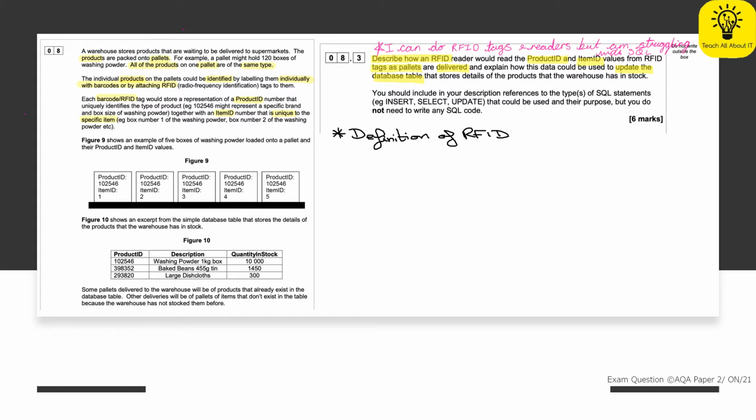So in this case, I'm going to have a look at the two tables. Down here in figure 10, it gives me an idea of what's in the product table. Now that product table gives me the ID, the description, and the quantity in stock. And figure 9 shows me a pallet of items, and each of those items holds the same product. Now what that tells me is that I can draw an entity relationship diagram, because an item can be popped over here as an entity, and then we also have a product table.